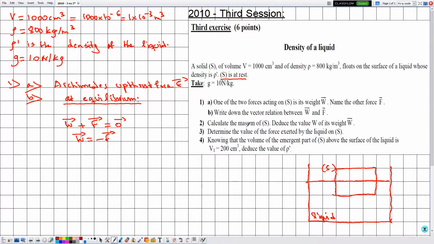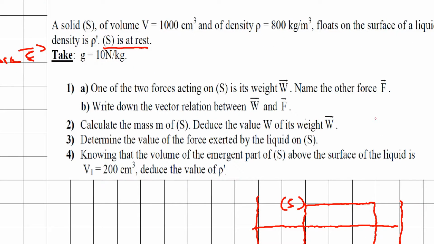Now this is the vector relation. Now in number 2, calculate the mass m of S, and deduce the value W of its weight W vector. So we need to calculate the mass m of S. We cannot calculate the mass using mass is equal to weight divided by g, because we will use this later in order to determine the value of W.